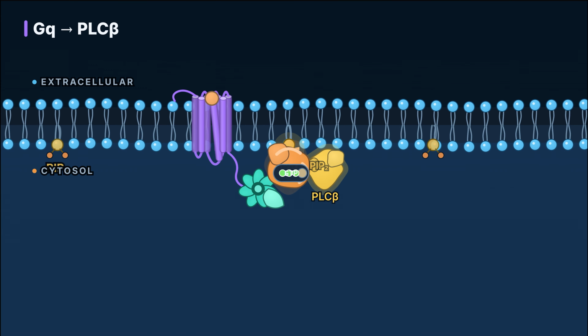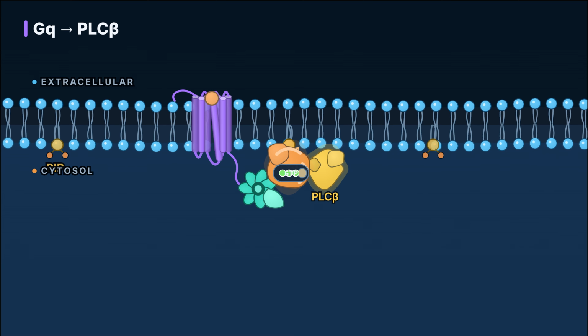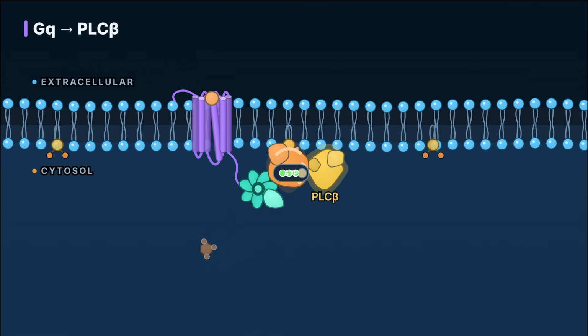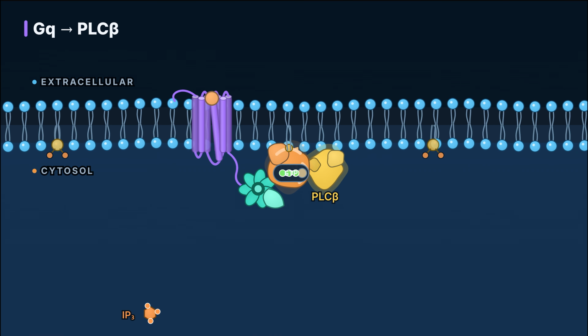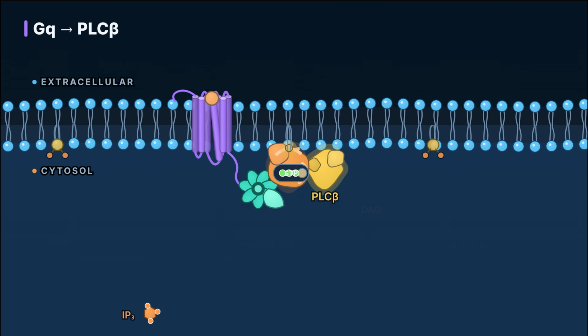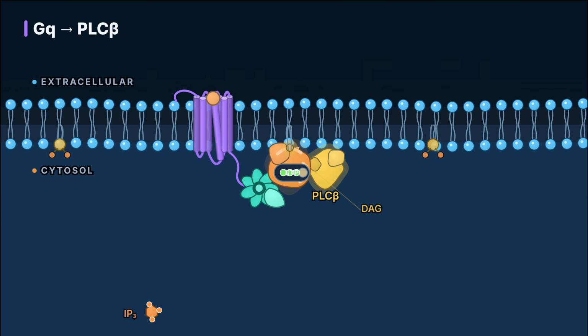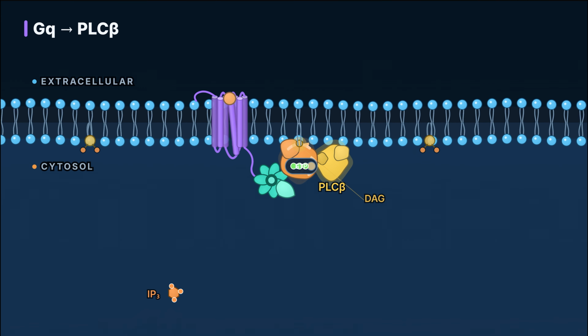Inositol 1,4,5-trisphosphate, or IP₃, is soluble and moves through the cytosol. Diacylglycerol, or DAG, remains embedded in the membrane because its fatty acyl tails are hydrophobic.